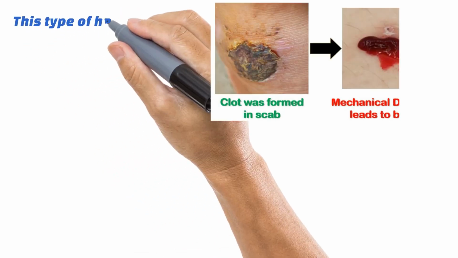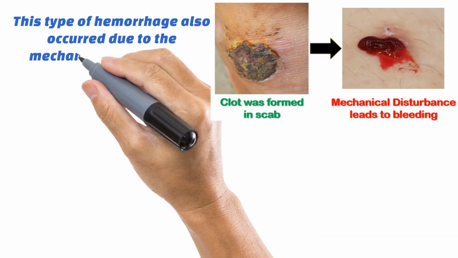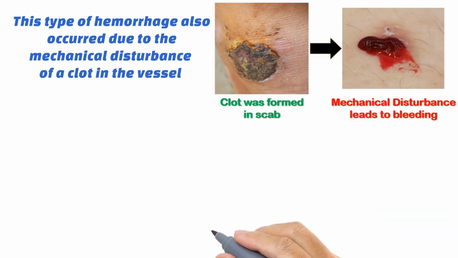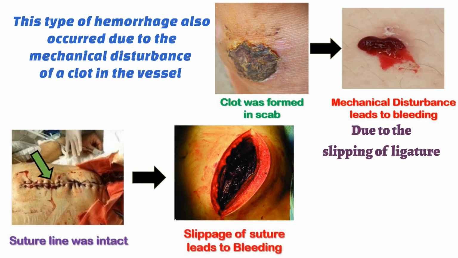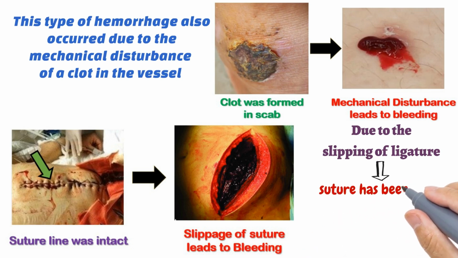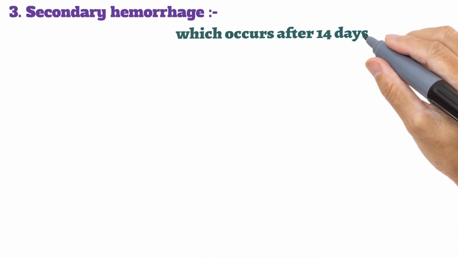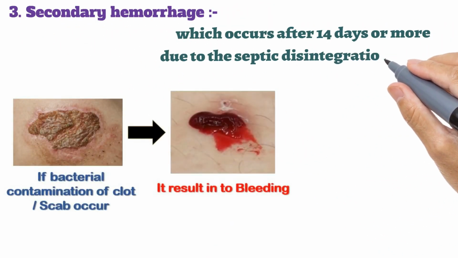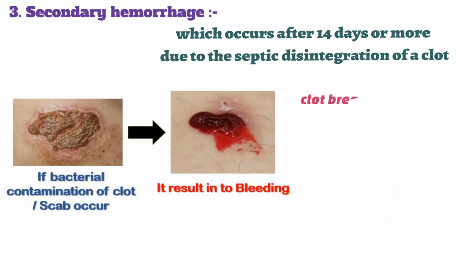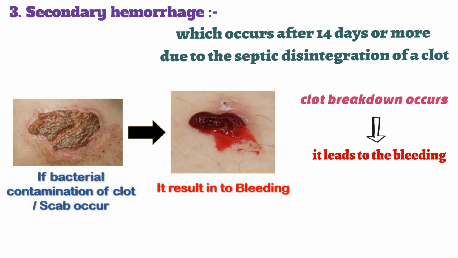This type of hemorrhage also occurs due to mechanical disturbance of a clot in the vessel and also due to slipping of the ligature. It means the suture has slipped out from the wound and it results in bleeding. The last type is secondary hemorrhage, which occurs after 14 days or more due to septic disintegration of a clot, meaning clot breakdown occurs and it leads to bleeding, as shown in the picture.